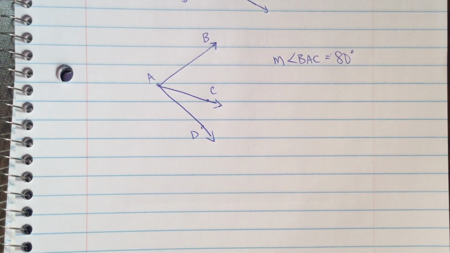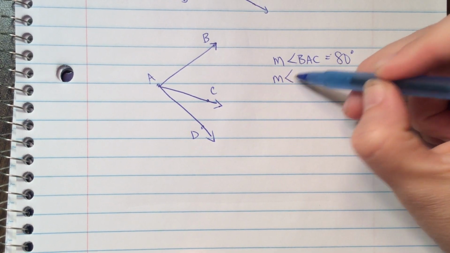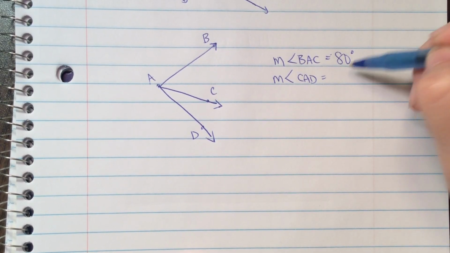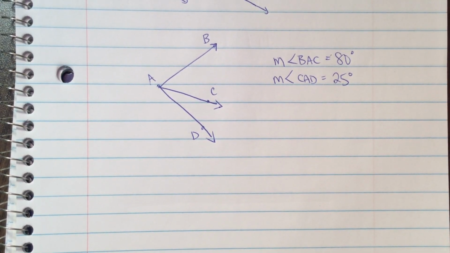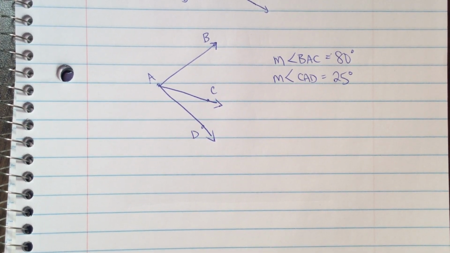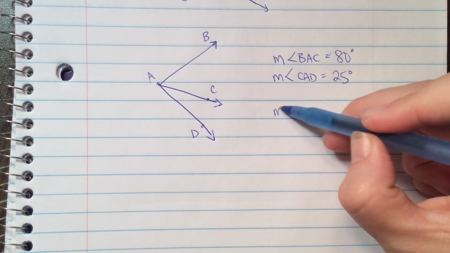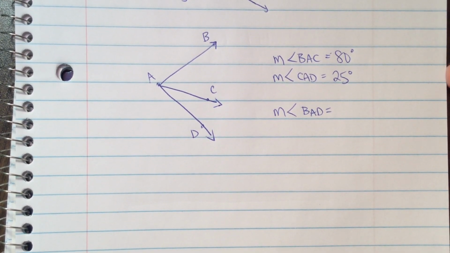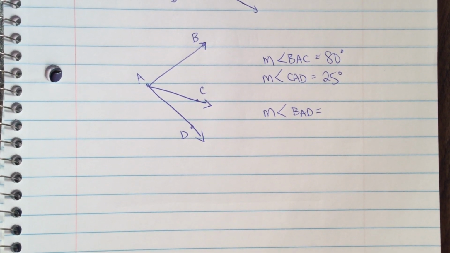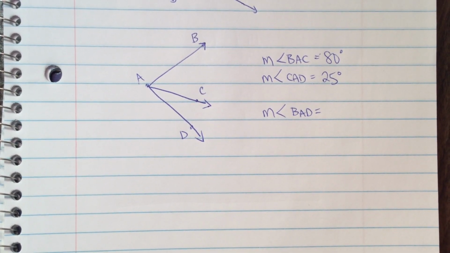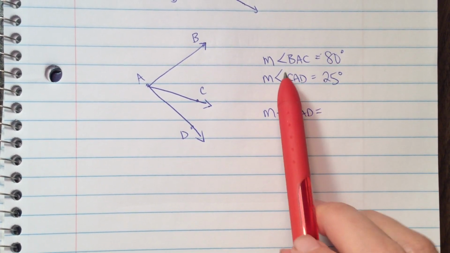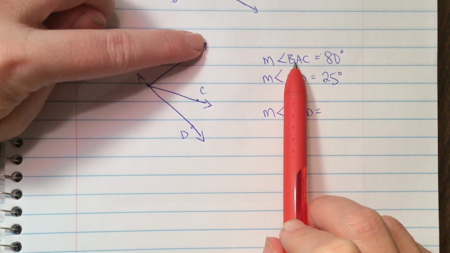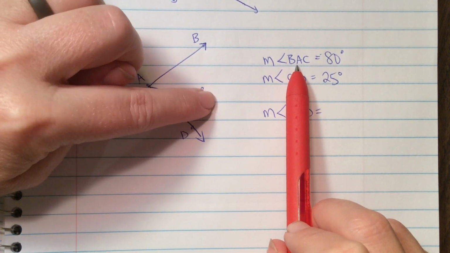And let's say the measure of angle CAD is, let's say, 25 degrees. And they want to know what is the measure of angle BAD. So the hardest part for kids is figuring out what they've told us and what they're asking us for. So like I said before, just trace your finger on the letters. So start with B, then go to A, then go to C.